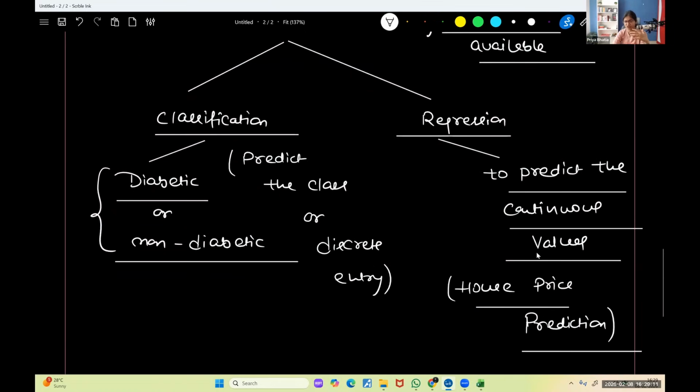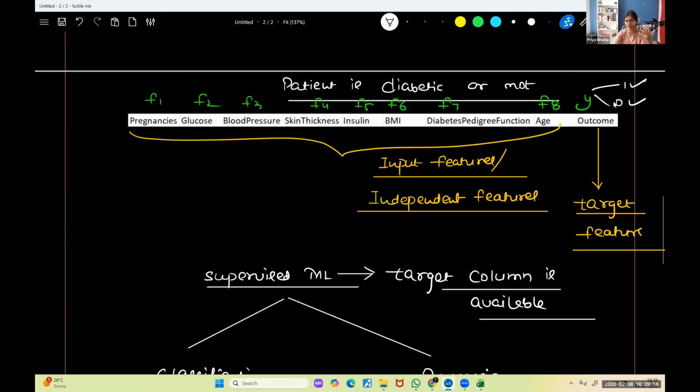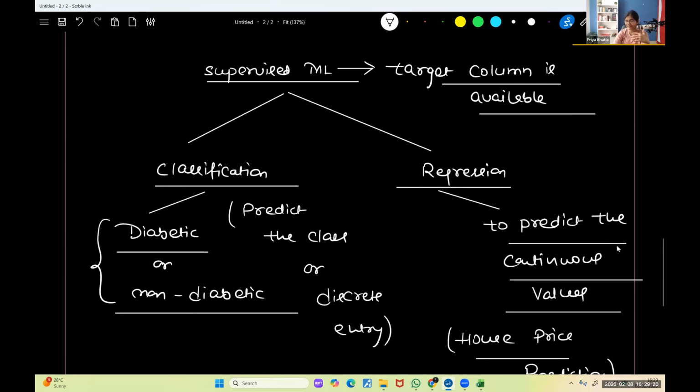Regression means, yes, it's not just numerical, since 0 or 1 is also numerical. It is about predicting a continuous number, right? Predicting a continuous number.